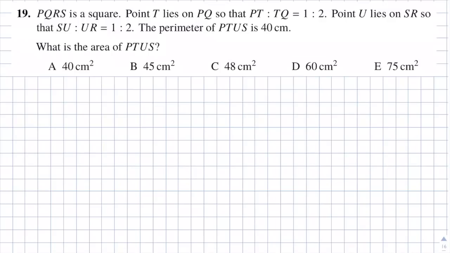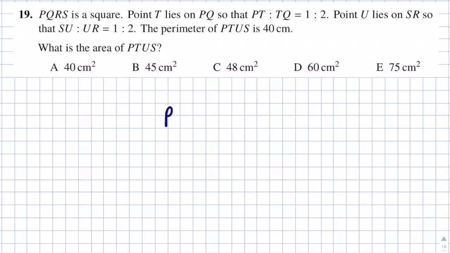We've got answers as A is 40 centimetres squared, B is 45 centimetres squared, C is 48 centimetres squared, D is 60 centimetres squared, and E is 75 centimetres squared. Okay, so I think the best way to answer this question is to draw a diagram. So we know we've got a square, PQRS.